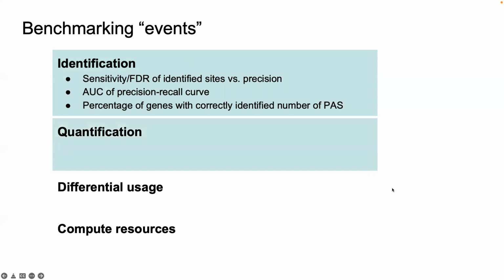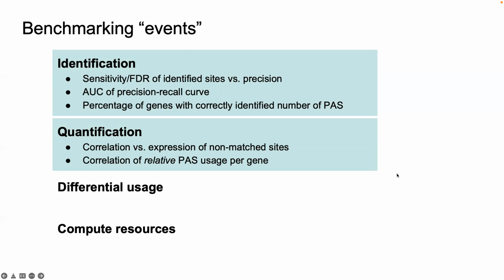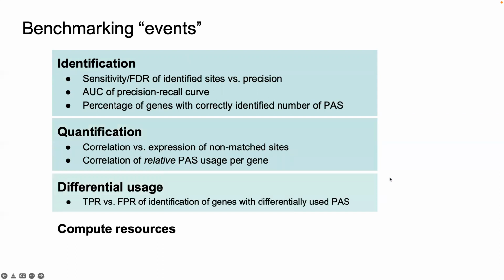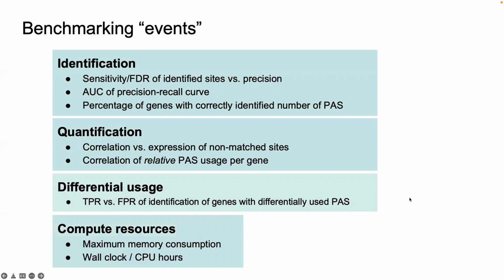Next, how well is that tool quantifying alternative polyadenylation within a single condition? So that includes both the absolute usage of each polyadenylation site and the relative usage between poly-A sites within the same gene. Next, we focused on differential usage between different conditions, so tissue A and tissue B, which poly-A sites are changing. And finally, we focused on different compute resources, including maximum memory consumption and CPU hours.